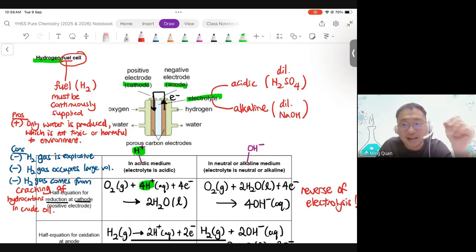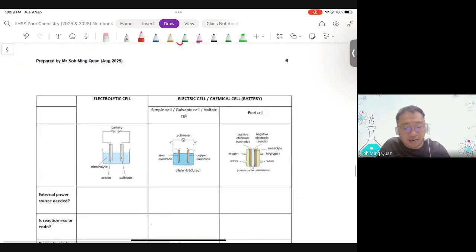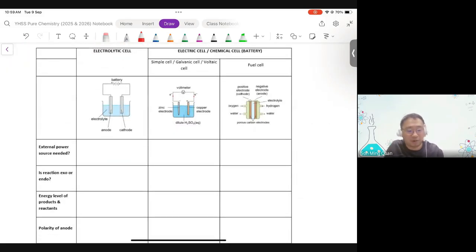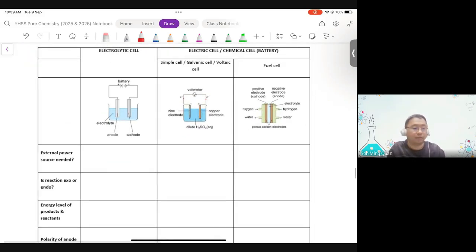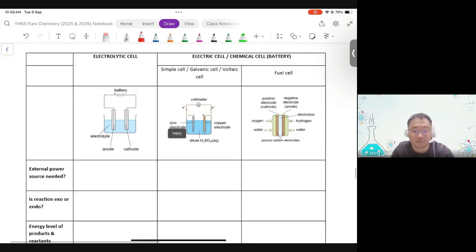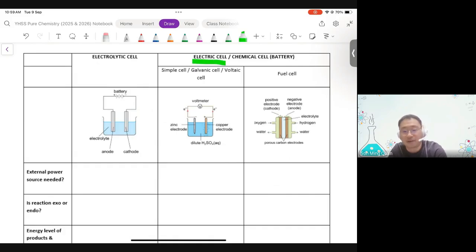All right, now let's go on to the very last table. Give me another 5 more minutes. We're just going to do this table together. Now, we won't finish everything. This table is a summary of electrolysis and electric cells. Electric cell is also known as a chemical cell, also known as battery. Electric cell, chemical cell, battery, they mean the same thing, same concept.